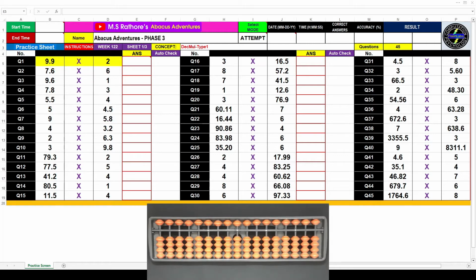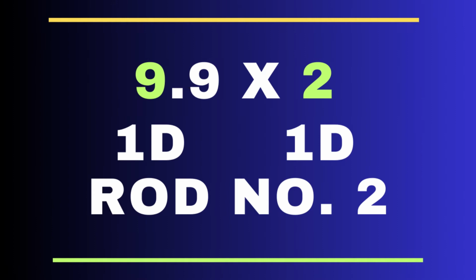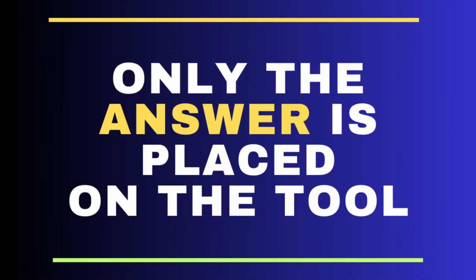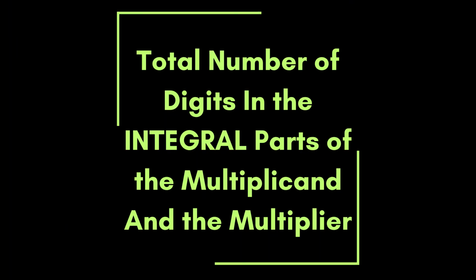So in the decimal value, that is the multiplicand 9.9, the part before the decimal point is known as the integral part. So the 9 shown in green is the integral part, followed by the decimal point and a 9 again. Now the multiplier has a normal value, that is 2. As you know, in multiplication we always place the product on the abacus tool. We do not place the question. So now where to put the product or the answer from?